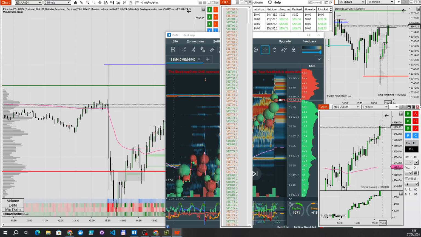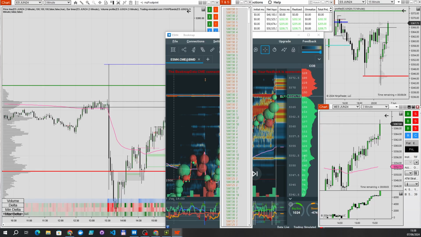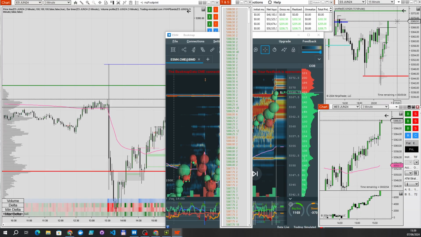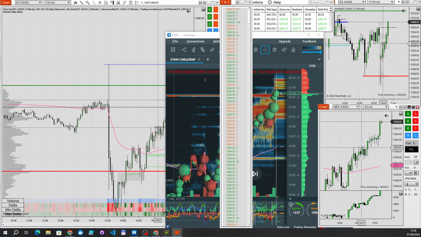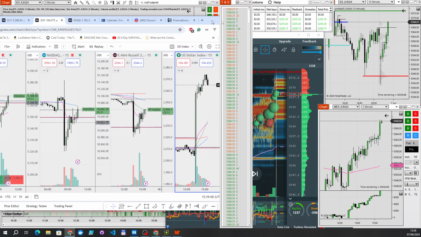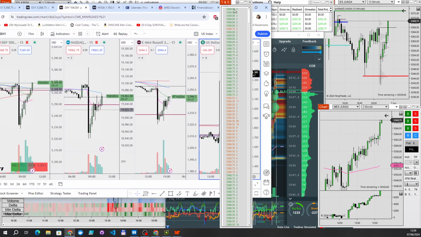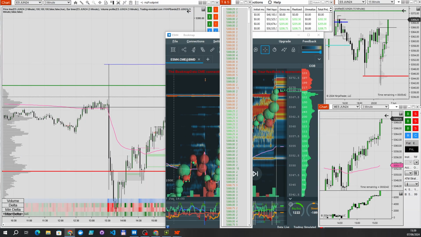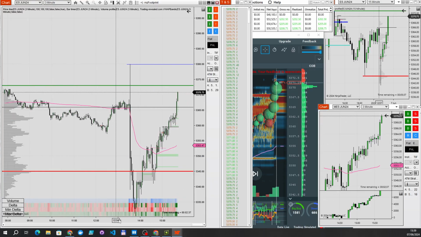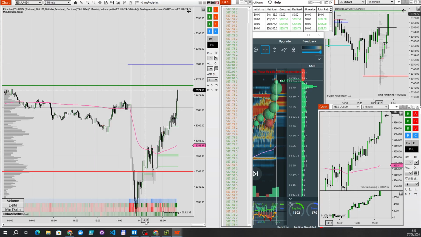Okay. Pretty happy with this trade. Here we go. You see what happens. Dollar pushing up. Market still going up. It's all about liquidity. They had to fix this. Look at that.